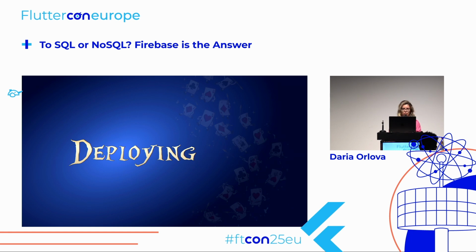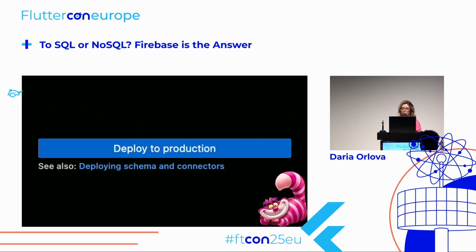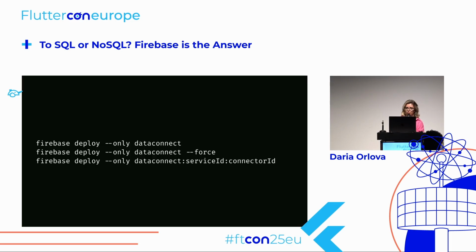It's going to be a very hard process. We call firebase deploy. And basically, that's it. And if you're lazy enough to write this, you can also press the button deploy to production. But keep in mind that if you run firebase deploy, it will deploy everything that is deployable, such as cloud functions and hosting. So if you want to deploy only DataConnect, obviously specify the flags. And also if you want to deploy only changes to specific connectors, also specify that.